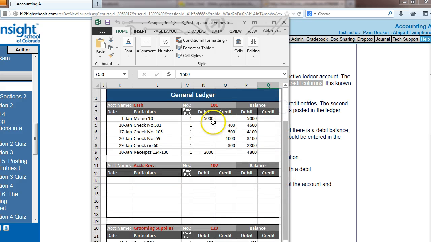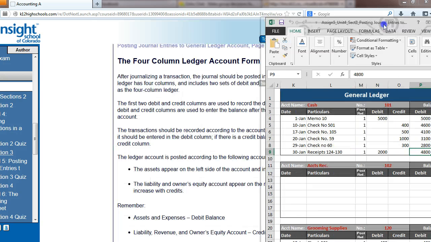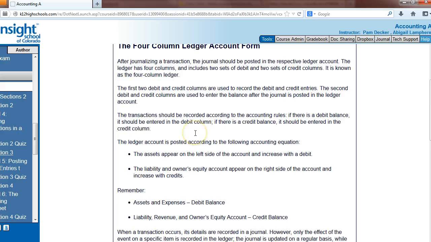Let's go back up here to cash, same type of setup. We debited $5,000 to start with. That gave us a $5,000 balance. We paid $400 to something on the 10th, so that gave us a $4,600 balance. We paid $500 on the 17th, so that left us with a $4,100 balance. So after every transaction, you record what the active balance is. At the end of the month, we currently have a $4,800 balance in our cash account. So that's what the ledger accounts look like.